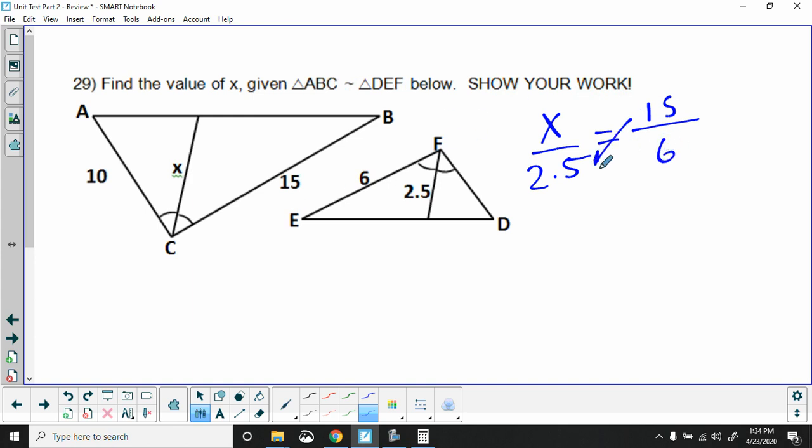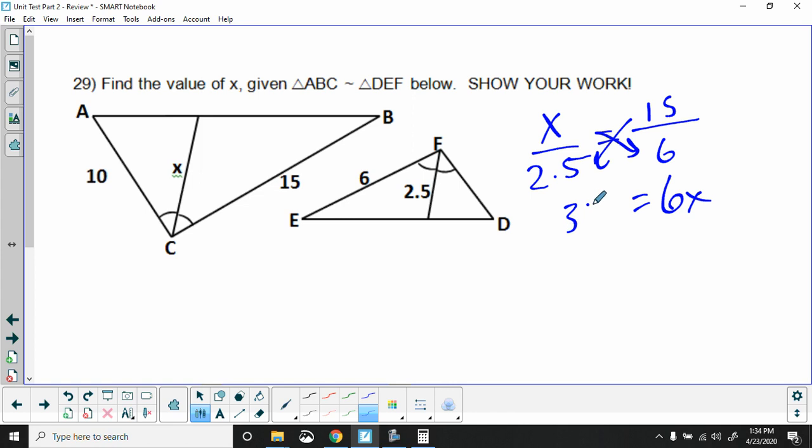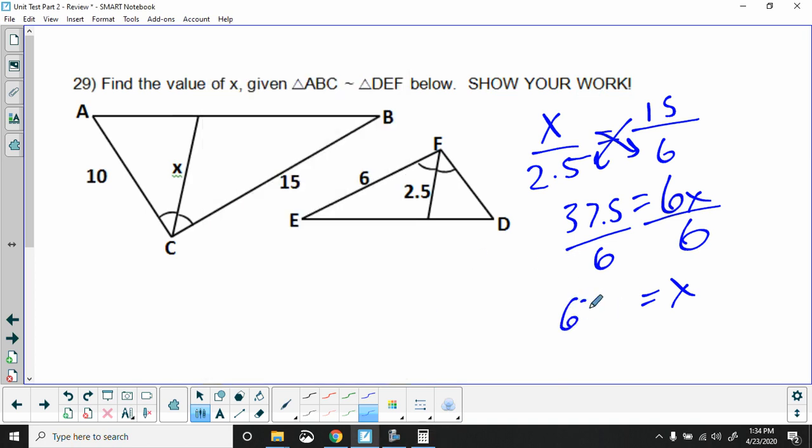Cross multiply. Again, you literally can set a lot of these triangles up different ways, but as long as you keep things correlated, you'll be fine. 6x, 15 times 2.5. I got to plug that in. I'm not a walking computer after all. 37.5. Divide by 6. 6.25. There we go. That seemed better.